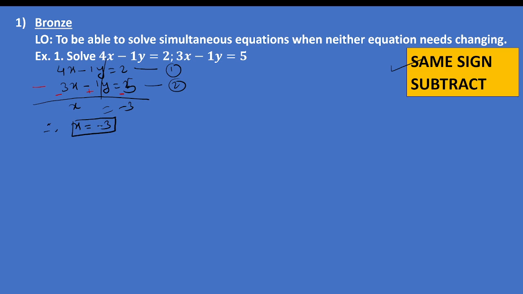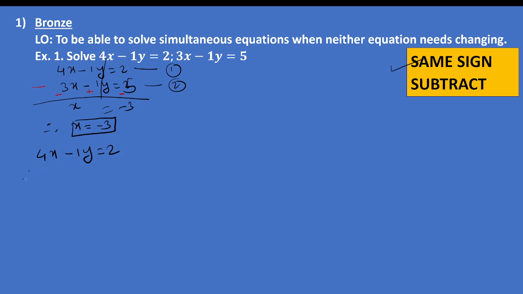Okay, so with the help of this one variable, which is x equals to minus 3, I'm going to get the value of the other variable as well. So now how can we get that? To get that value, we will simply put this value in any one of these equations. Like instead, I'm going to put this value in equation number 1, which is 4x minus 1y equals to 2.